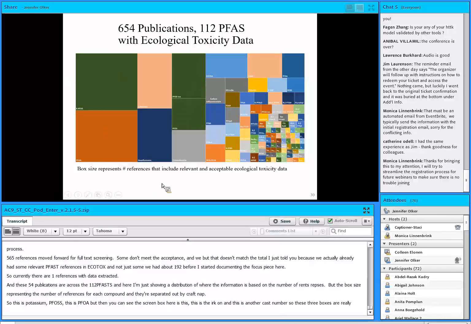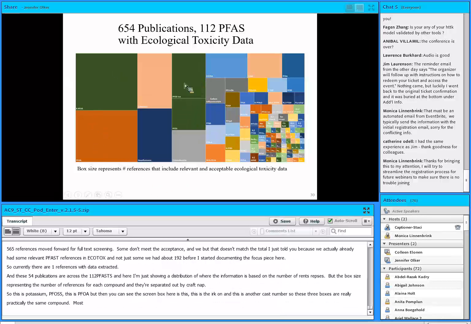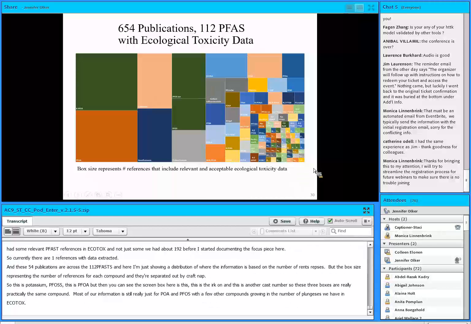So these three boxes are really practically the same compound. You can see most of our information is still really just for PFOA and PFOS, with a few other compounds growing in the number of publications that we have in ECOTOX. But the vast majority of the compounds have only one or a handful of references. So it's still very limited information available for ecological toxicity data.